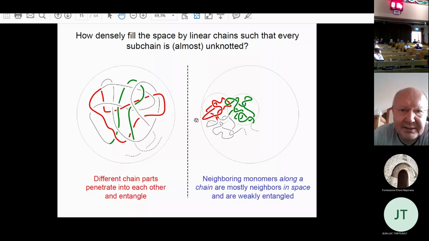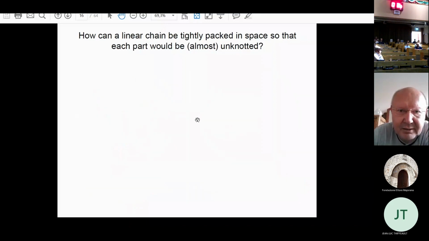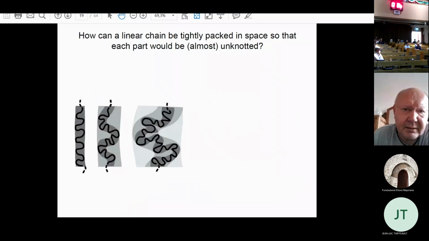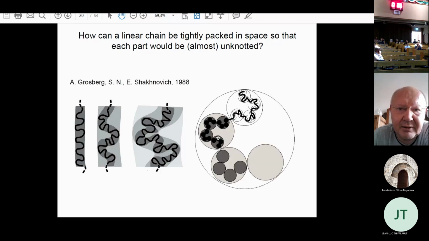What scenario is realized? After years of thinking, people came to the conclusion that the second scenario is realized, and the collapse of the chain can be schematically guessed in this sequence of pictures. The chain makes folds on some small scale. Then this sausage makes folds again. Then this bigger sausage makes folds again, and so on. And finally, we have something like a Hilbert or Peano curve, which has folds on all possible scales, starting from some microscopic one.